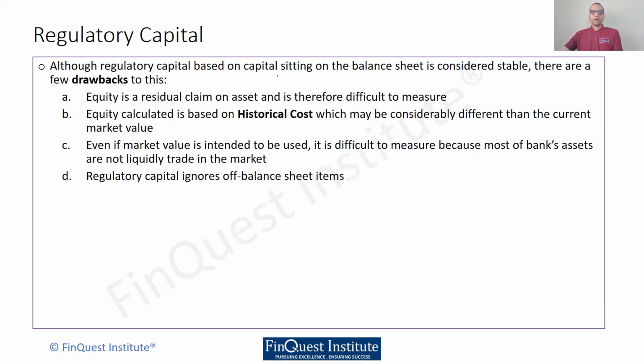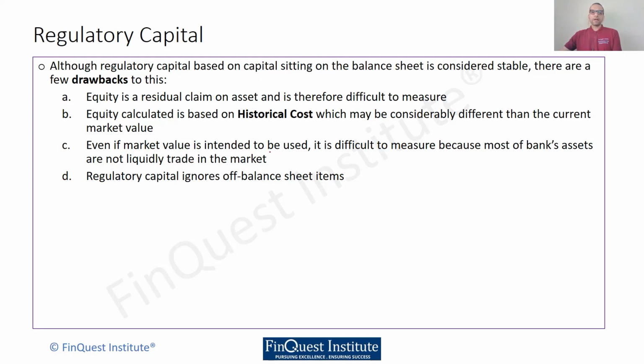Now, although the regulatory capital is based on what is on the bank's balance sheet, there are certain drawbacks to the way in which things are calculated. As we have mentioned here, equity is a residual claim on the assets, and therefore it is difficult to measure. Also, equity is calculated based on the historical cost, and this historical cost could be far from the current market value of that particular equity. So there can be a discrepancy.